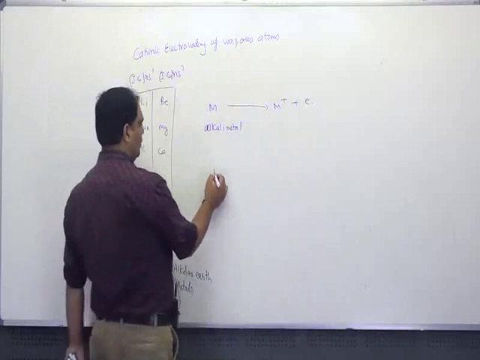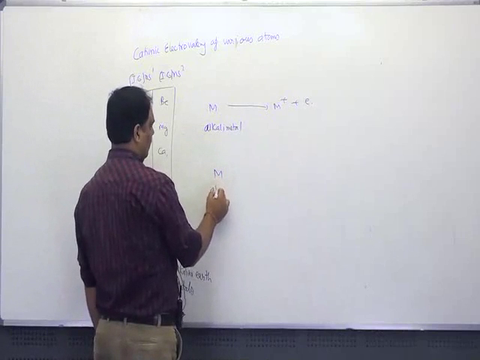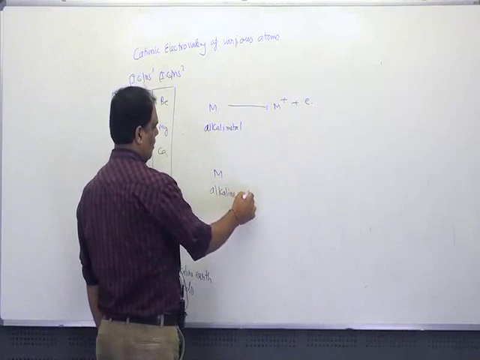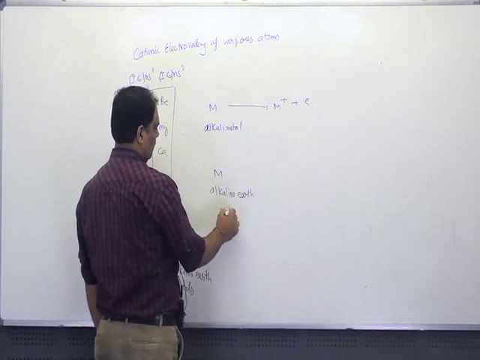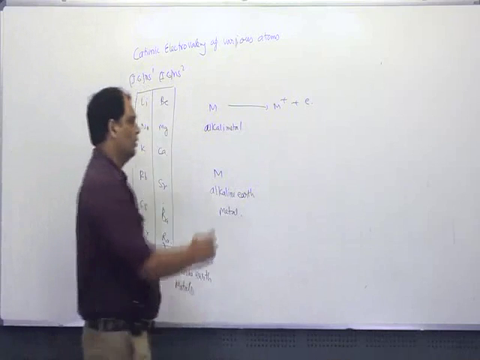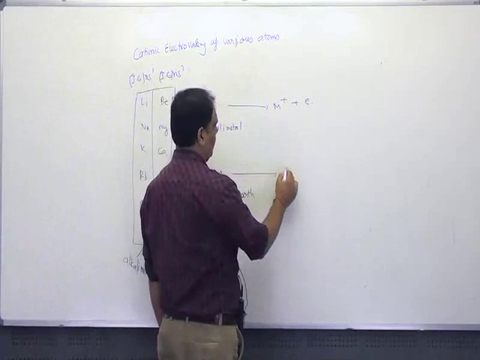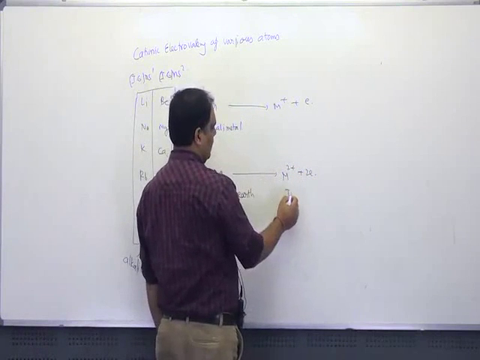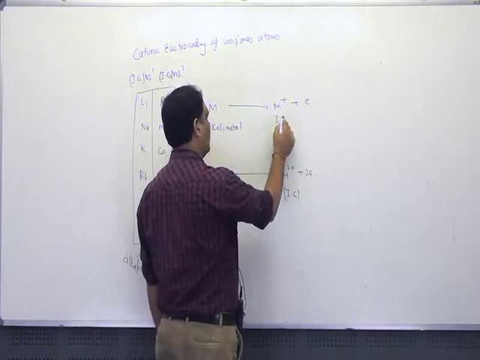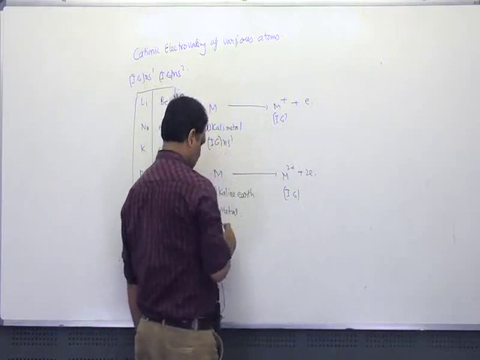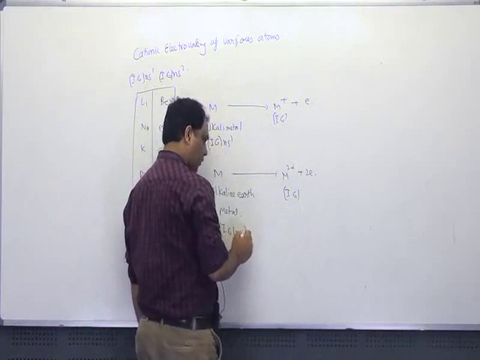Okay. Now again, M is an alkaline earth metal. Now it will show loss of 2 electrons, forming M2+, and gaining inert gas configuration. We have again inert gas ns1, inert gas ns2.